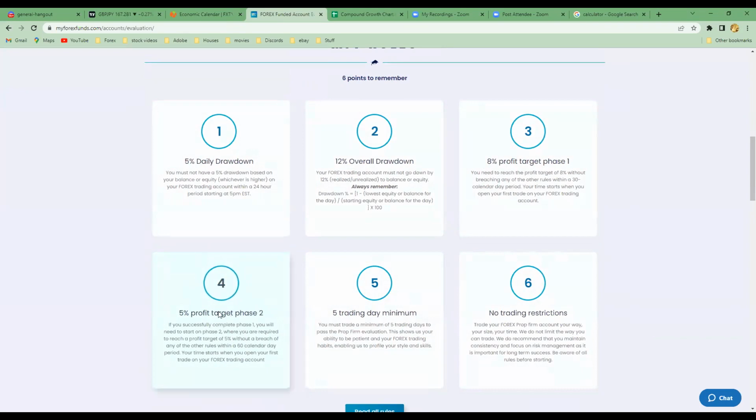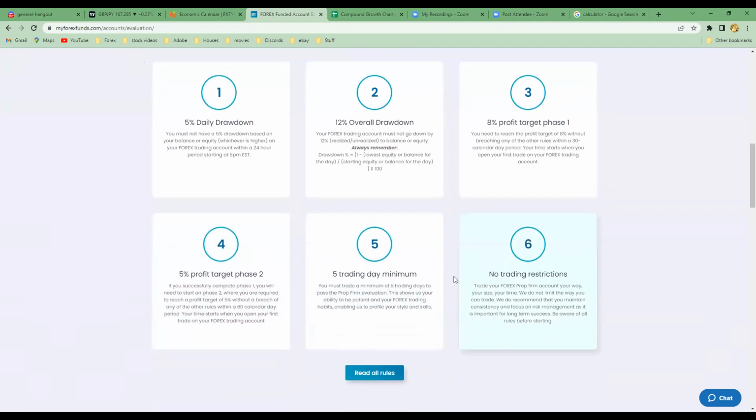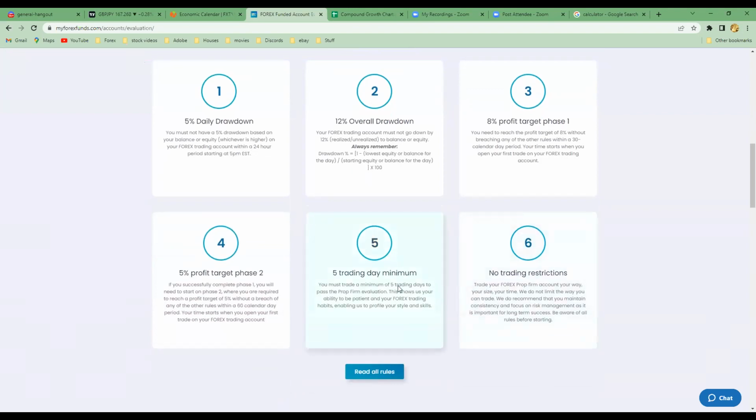I had to wait another day, and then they gave me my live account the day after, because it was 5 days. And there's no trading restrictions, so you can trade during news. You can keep your trades open over the weekend. You can hold trades overnight as well. There is like a consistency rule of lot sizes, but that's in their FAQs in their Discord, how you can do that.